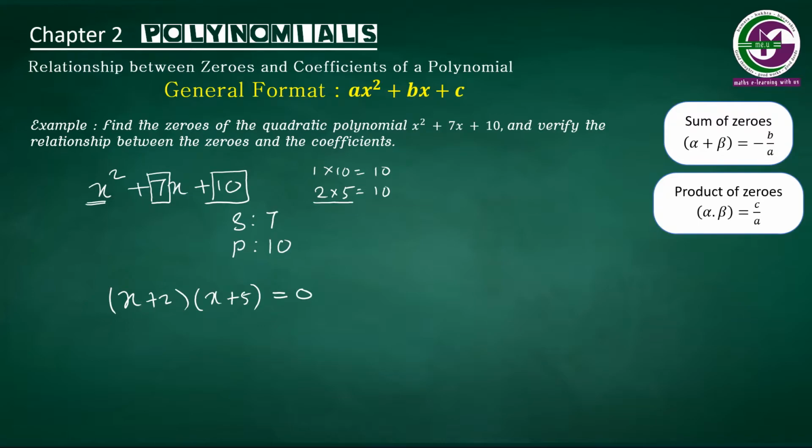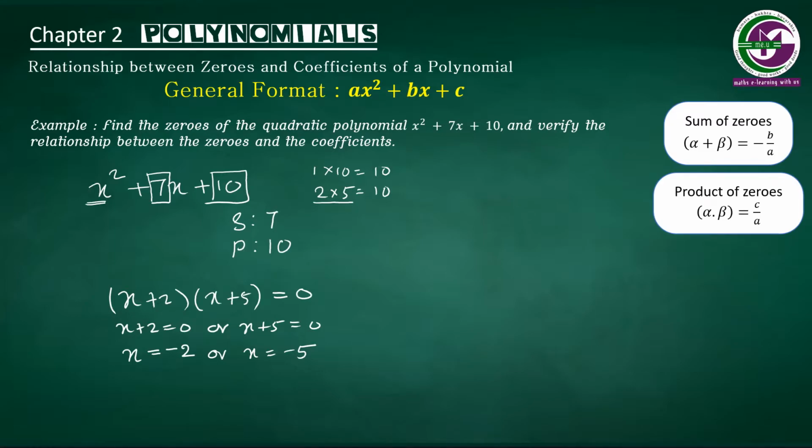So x plus 2 times x plus 5 equals 0. We know that the product of two factors will be 0 if and only if any one of the factors is 0. That means x plus 2 equals 0 or x plus 5 equals 0. Now this is a linear equation, so you can solve it. Subtracting 2 on both sides, you'll get x equals negative 2 or x equals negative 5. So these are the zeros. x equals negative 2 and x equals negative 5 are the zeros of this given quadratic polynomial.